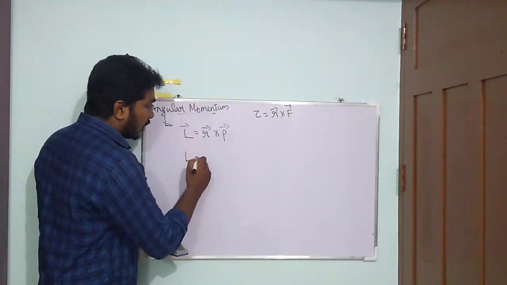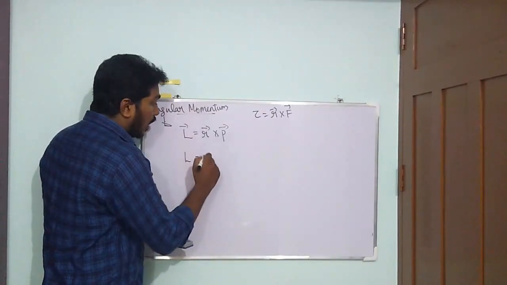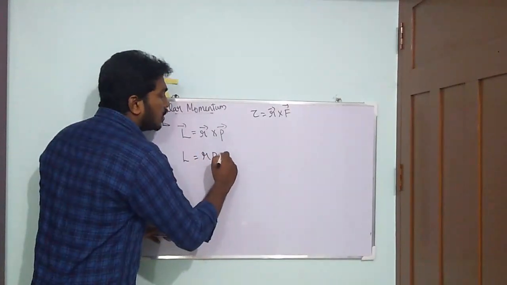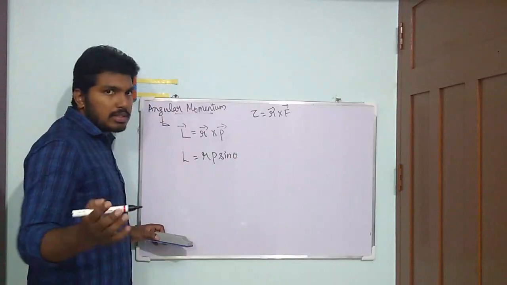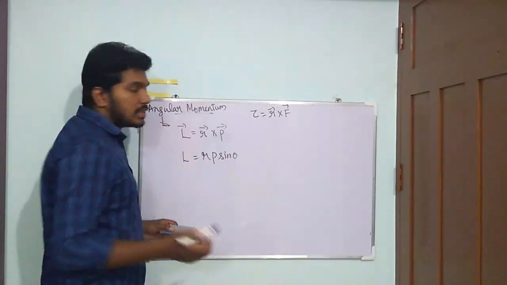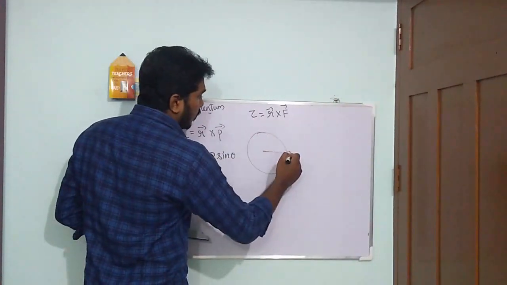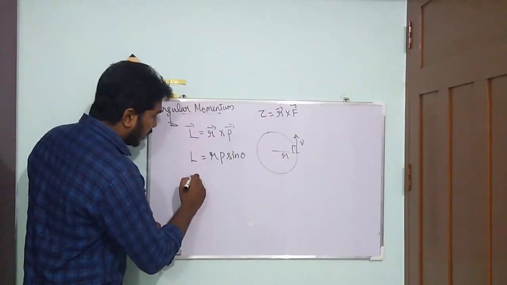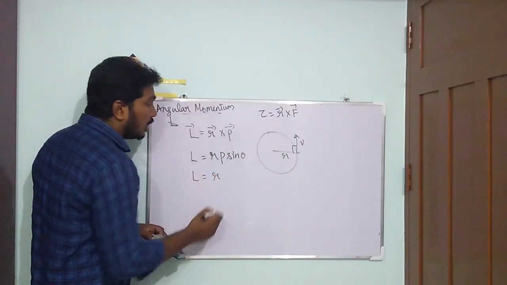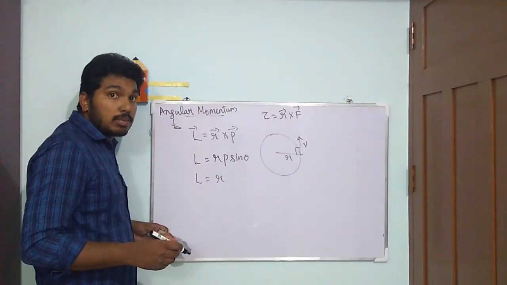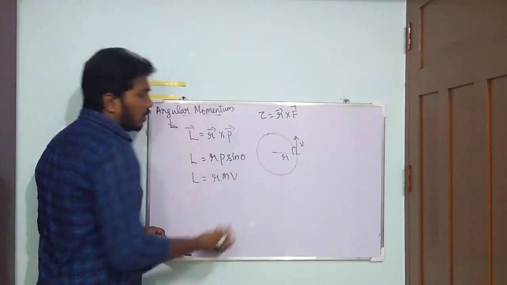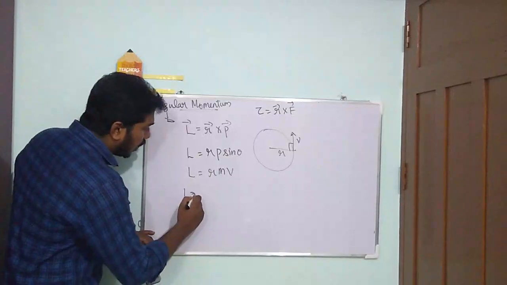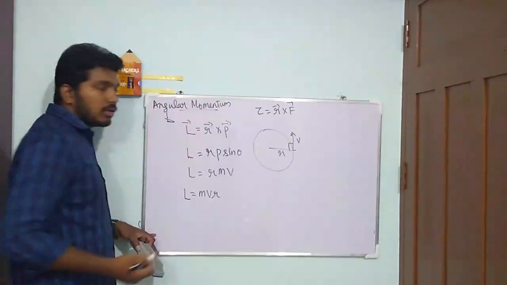Now this can be written also like this: L is equal to R cross P. How do you expand the cross product term? R P sine theta. It's a vector quantity, this angular momentum. So again a circular path I am showing you. Velocity is tangential, and I am taking the angle as 90. L is equal to R P. What is P? Linear momentum, mass into velocity. So mvr. Very important equation: L is equal to mvr.